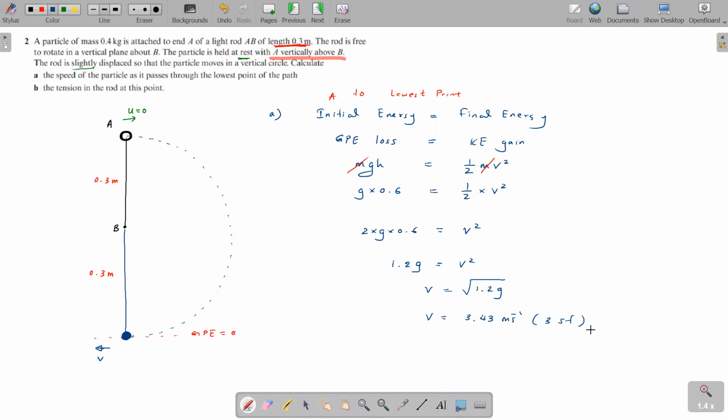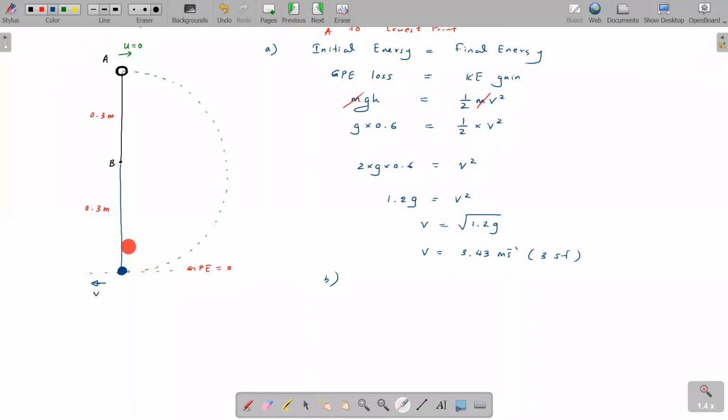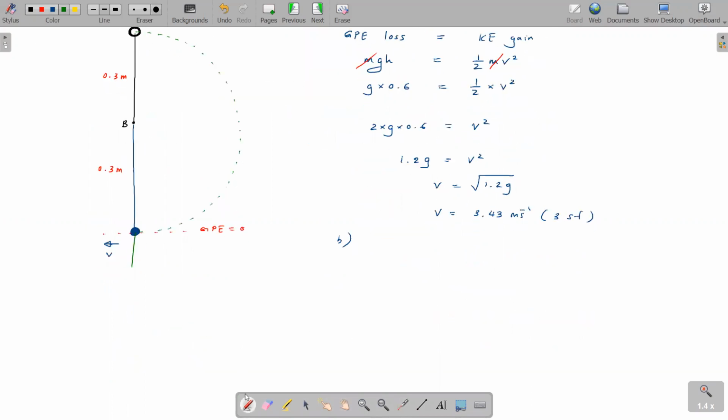All right, so then the next one. Part B, the tension in the rod at this point. So how do you find the tension at this point? I told you, with tension you have to consider centripetal force. Centripetal force is basically the force acting towards the center. So at the lowest point, what are the forces that you need to know? You definitely have the weight acting always vertically down. And what was the mass? Mass is 0.4.